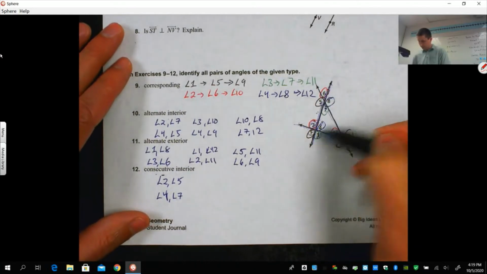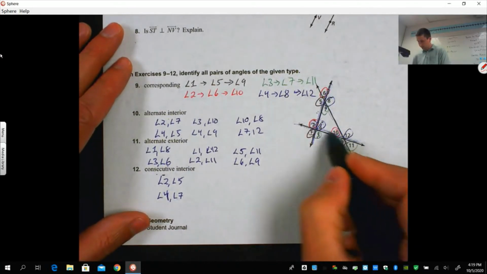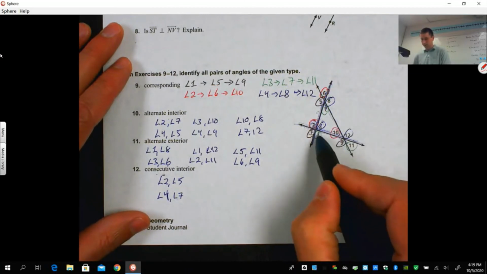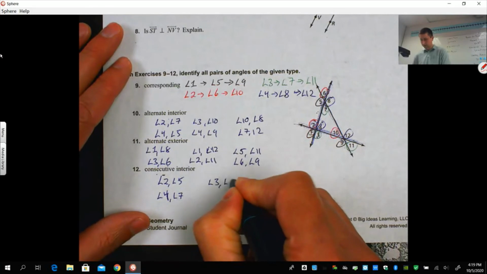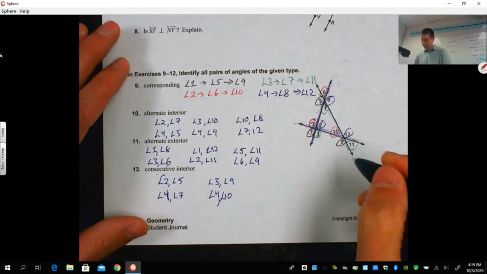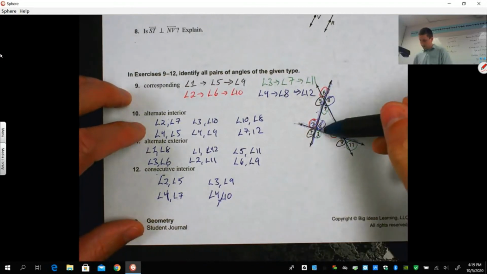So that's my transversal. Now let's say this is my transversal down here. Consecutive interior, so they have to be along the transversal. Angle 3, angle 9. Angle 4, angle 10. So 3 and 9, 4 and 10.